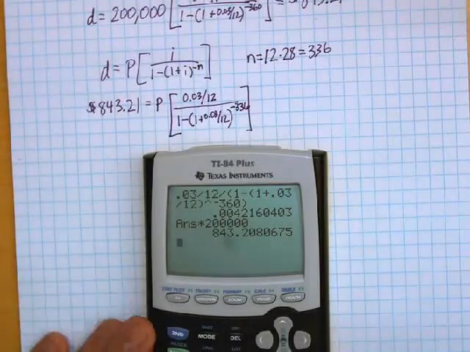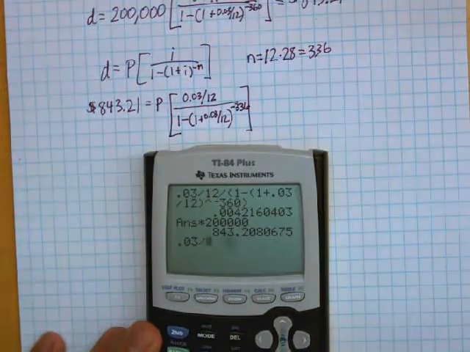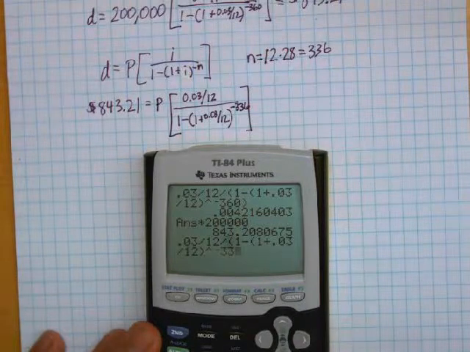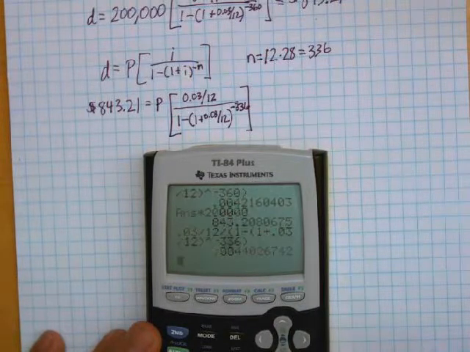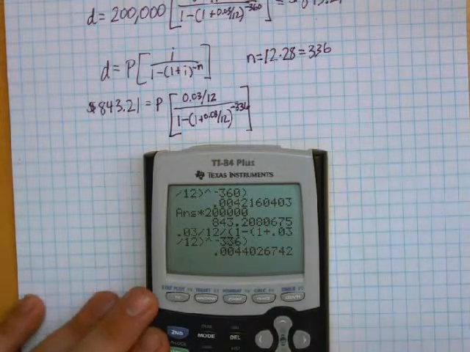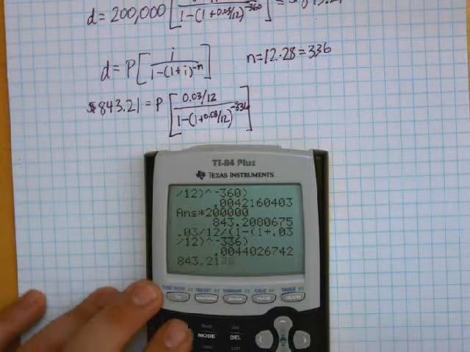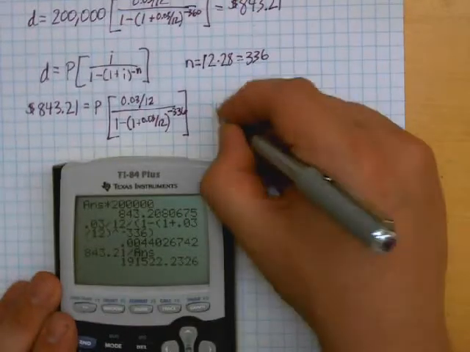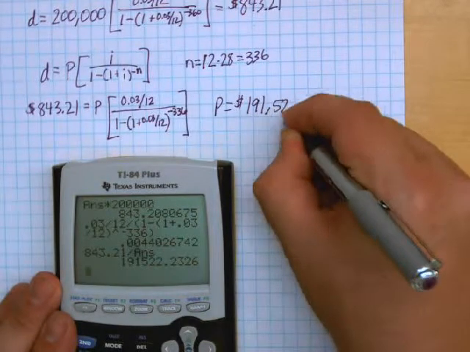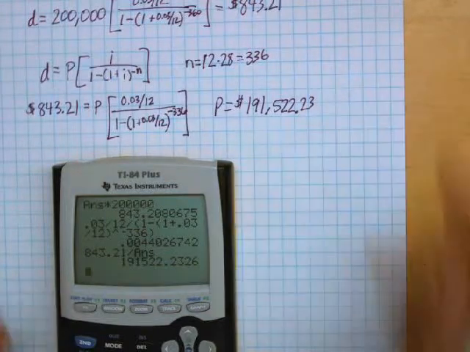So to solve for P, I'm going to first simplify this expression here. Okay. Then I'll divide both sides by this amount to figure out P. And we see that our principal is $191,522.23.